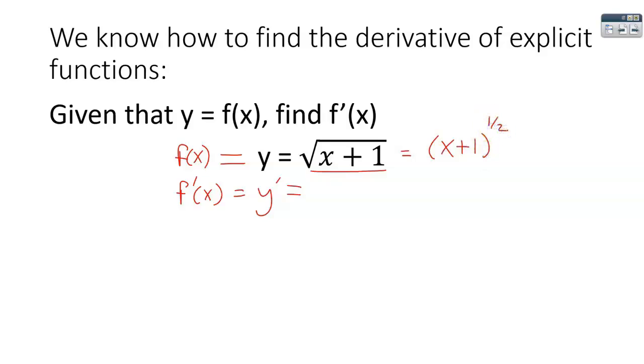And that way, if I want to find the derivative, I'm going to do the chain rule, because we have an outside function, which is the half power, and an inside function, which is x plus 1. So the derivative of the outside function is 1/2 times the quantity of, take 1 away from the power, negative 1/2, times the derivative of the inside, which is 1. So, in this case, since we have a negative power, that's going to move the x plus 1 into the denominator.